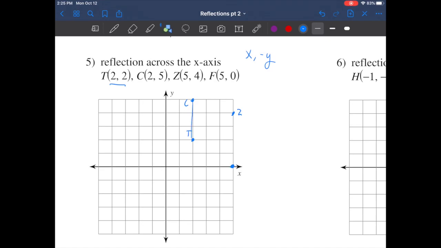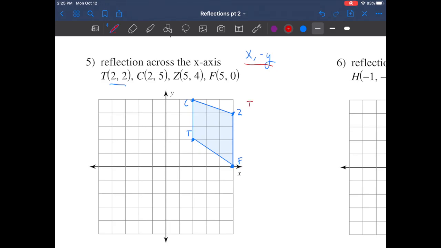Let's see. Is that right? Let's see. 5 and 4. 2, 2 and 5. 1, 2, 3, 4. Yep, that looks about right. Okay, so now all I need to do, that's my F prime. I'm going to do this in red. First things first, our formula is right there.